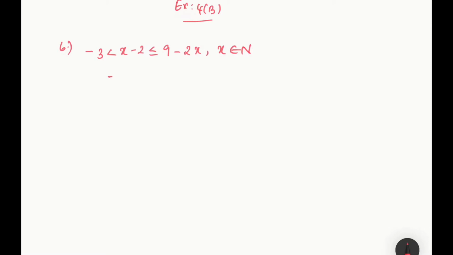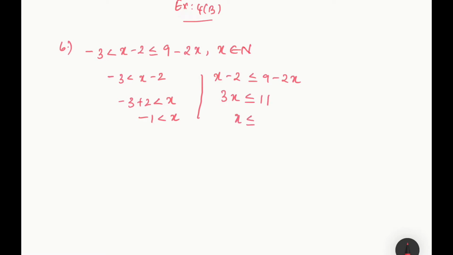So minus 3 less than x minus 2 can be written as minus 3 plus 2 less than x, that is minus 1 less than x. Similarly, x minus 2 less than or equal to 9 minus 2x. So x plus 2x, what do you get? You get 3x less than or equal to 9 plus 2, that is 11. Divide by 3 on both sides, so you get x less than or equal to 11 by 3.